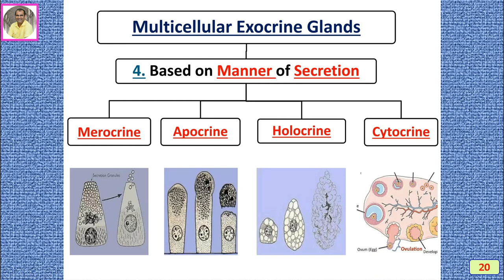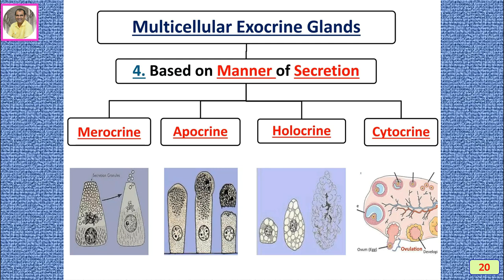The multicellular exocrine glands are also classified based on the manner of secretion, like merocrine glands, with secretion in the form of granules. Apocrine means the glands where part of the cell is detached during the time of secretion. Holocrine glands are those where the cells break down together to release the content, and cyto means cell. Just like the ovary, etc.